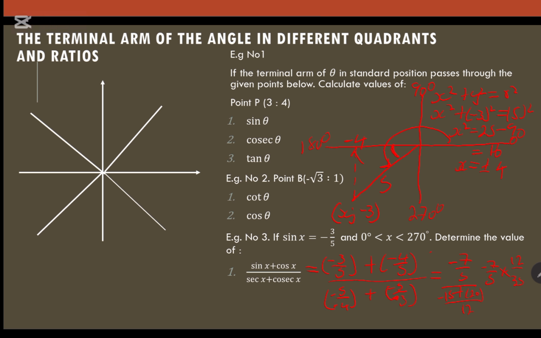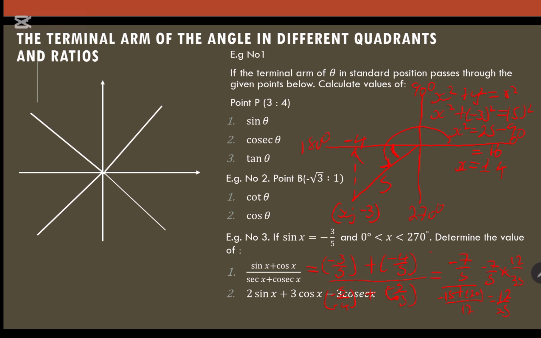And then you simply find the answer of that, which is 7/5 times 12 over 35, and the answer is 12 over 25. And that is the answer.